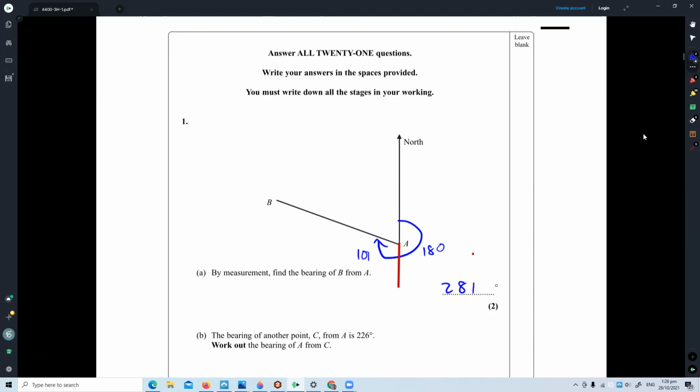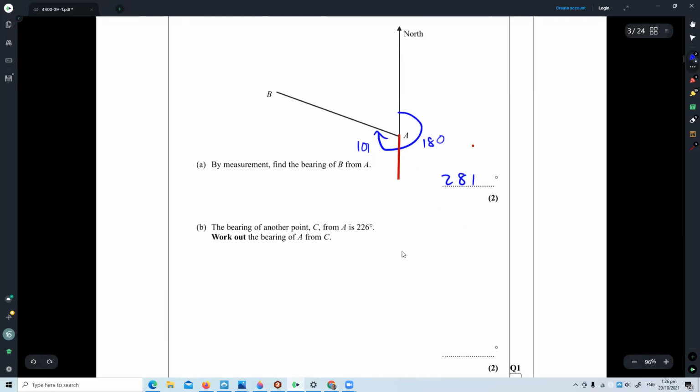The bearing of another point C from A is 226. So from the north of A, I should have a point that's 226 degrees away. Now, 226 is a little bit less than 270, but a little bit more than 180. So I take my line, and perhaps it looks a little bit like this, almost 45 away. So it'll be a 46-degree angle here from my 180. And the point is labeled C.